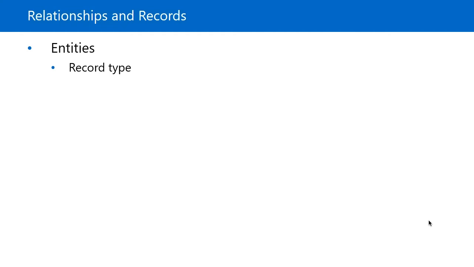Oftentimes, you will hear these record types referred to as entities. And as we briefly discussed, any entity essentially can be related to another entity. The next term you'll hear often is a record. A record is an instance of an entity. So if a contact is an entity, Jim Glenn could be an example of a contact record type. Now, the magic of the system is the ability to have relationships between records and multiple entities.